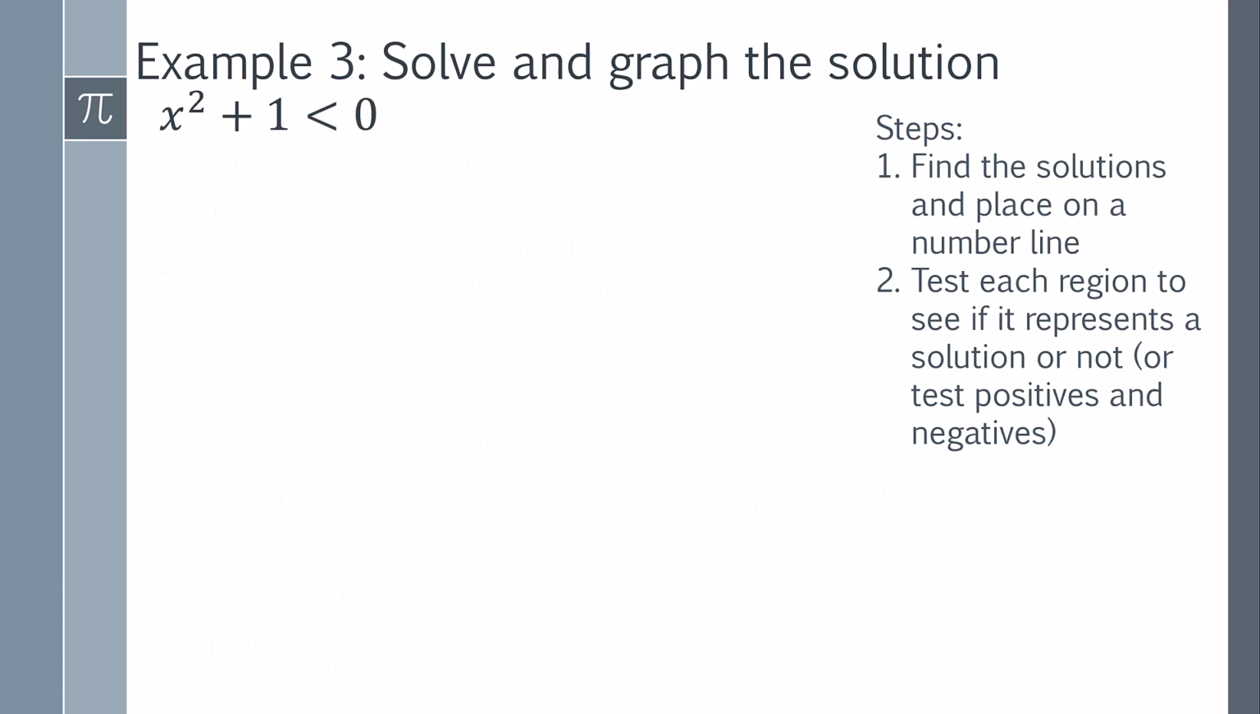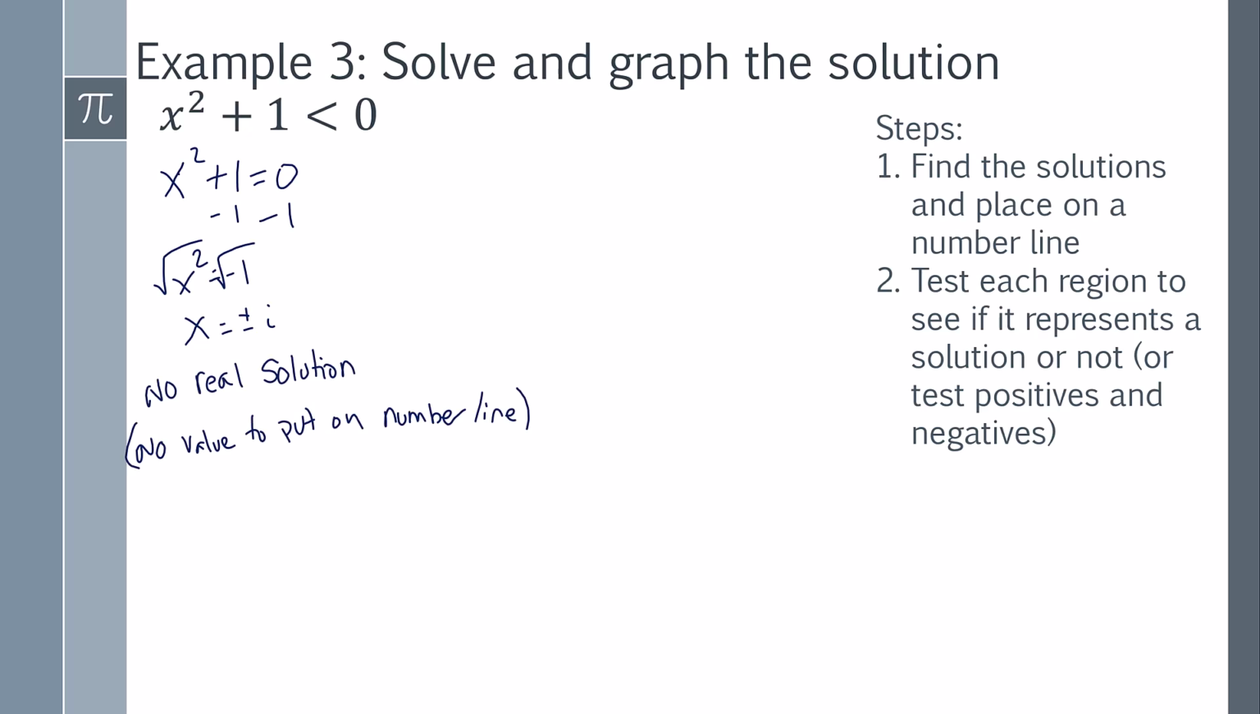Let's look at this case right here. X squared plus 1 is less than 0. Now, if I try and solve it, remember we pretend it's an equal sign, subtract 1, square root both sides, I get imaginary numbers. That means there are no real solutions, which means there are no values that I can put on my number line. And so there's nothing there. That means the entire number line is one big giant region. It's not being split into 2 at all.